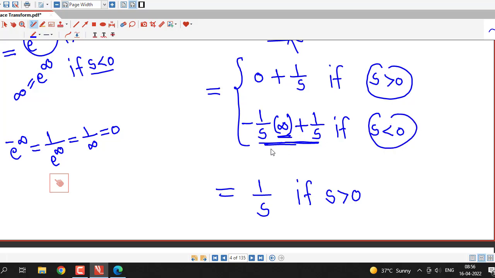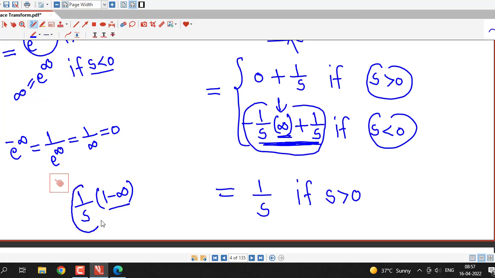If s is negative, then this quantity is going to be infinite or minus infinite, because we have infinity in the product. Or we can take 1 by s common, and we can have 1 minus infinity. This we can rewrite as 1 minus infinity times 1 by s, and s is negative, so this is going to be infinite, and therefore the limit does not exist. So in short, this quantity will never remain a finite quantity. Therefore the limit does not exist if s is negative.